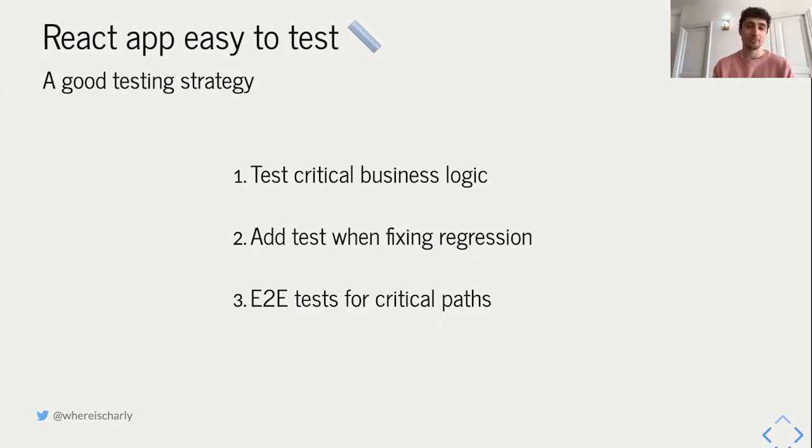What is not a critical path? Ability to upload a file in a to-do, for example. This is a major feature, but it's not critical for the business. So it's not number one in our list.